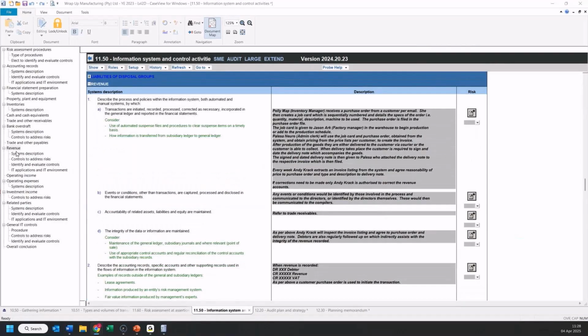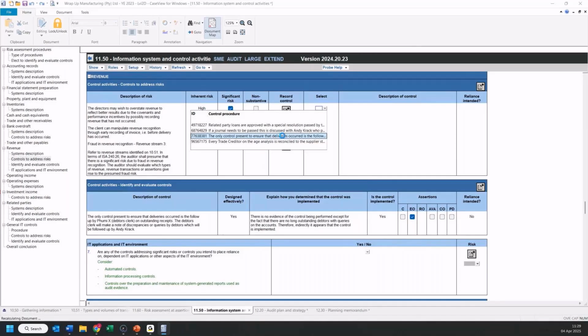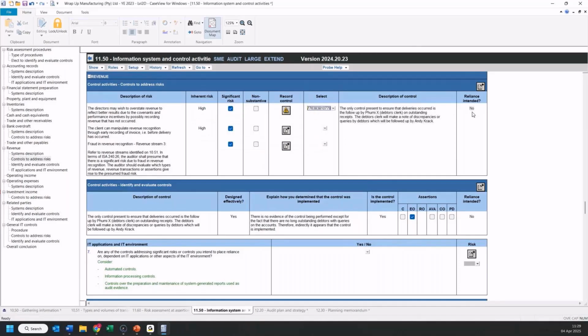So again, it just jumps around a little bit, but let's go and look at the controls. So I've got the first one recorded. Now I need to go and select it. So it is now in my database. Now I just have to select that control. If the only control present to ensure deliveries occurred is the follow-up. Right, so that one's there and recorded. If that same control also addressed my cutoff problem, I could have literally just selected the same control and had it there. Okay, so that's the cool thing about having them all in this database. Unfortunately for us, the control does not address cutoff. So we're going to record another control for cutoff.